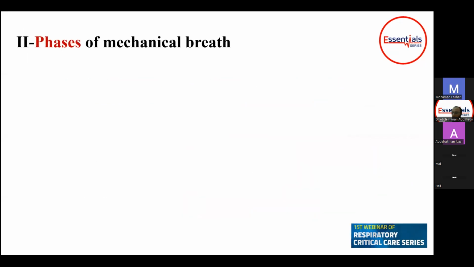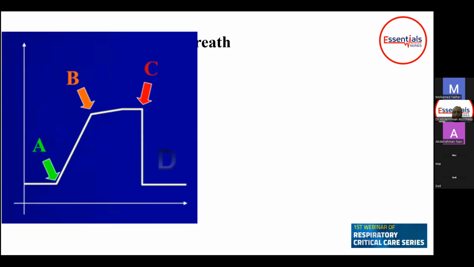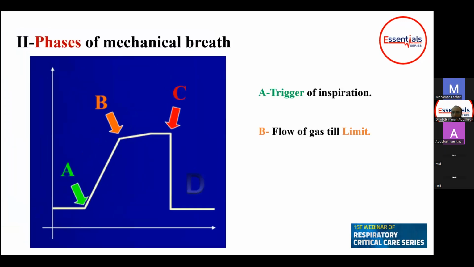Okay. The second basic feature we want to review is the phases of the mechanical breath. We all know that the mechanical breath consists of four phases: the trigger of inspiration, the start of inspiration, followed by the flow of gas till the limit of inspiration, then the cycle of inspiration, which is the end of inspiration, then comes the expiration itself.